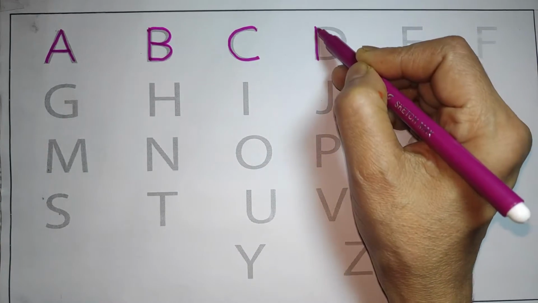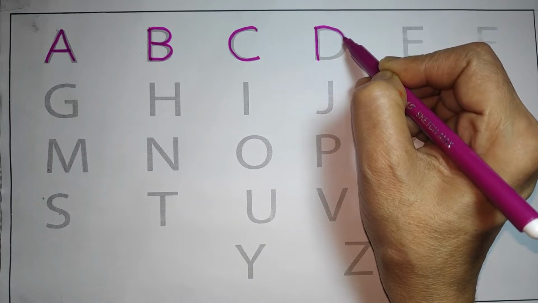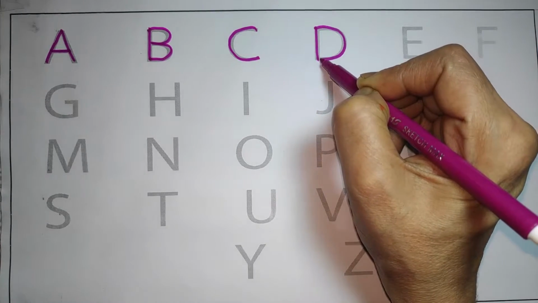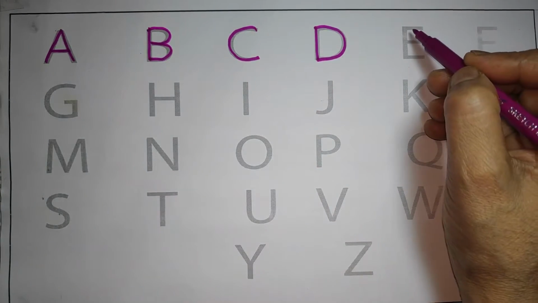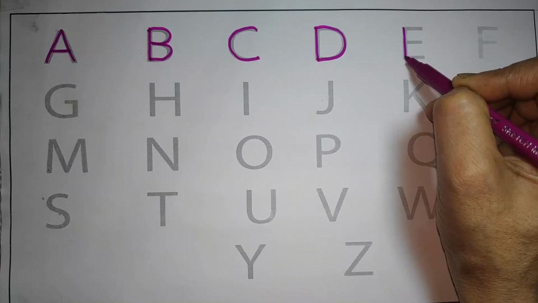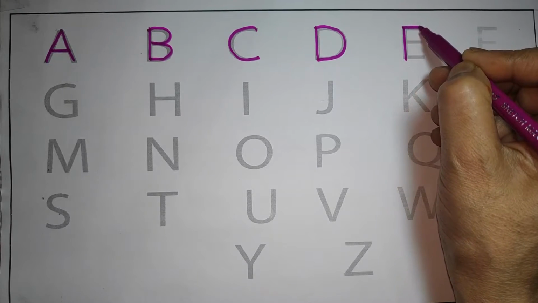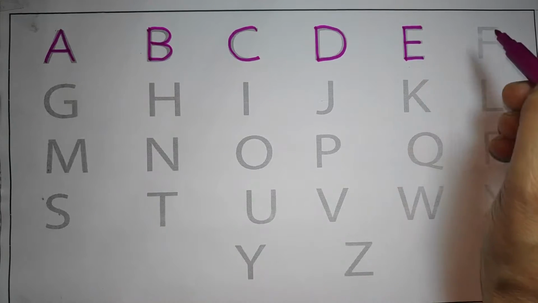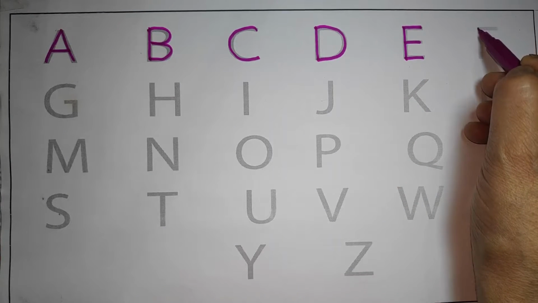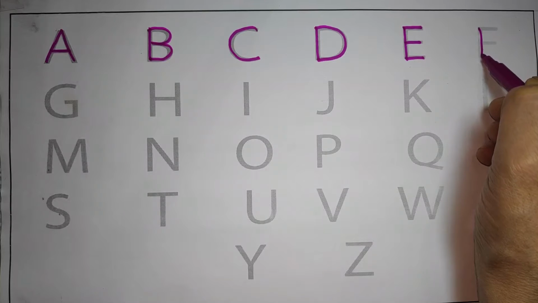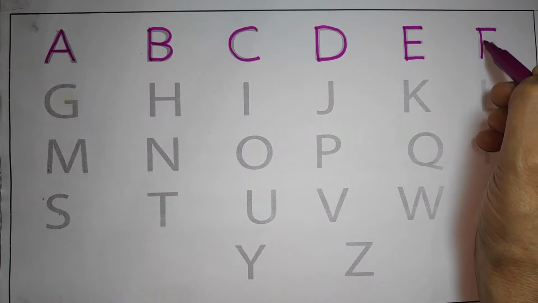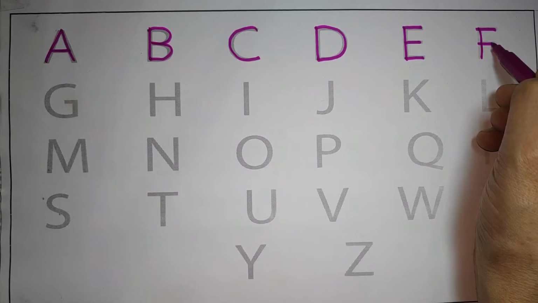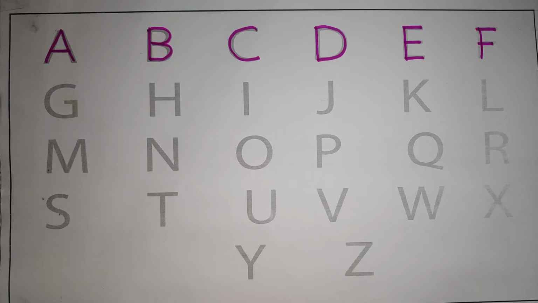D for dog. D for deer. E for elephant. E for egg. F for fish. F for frog. Black color.